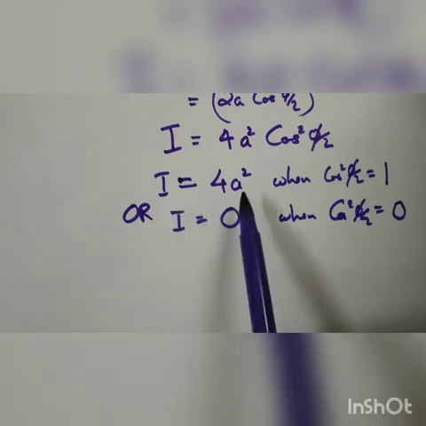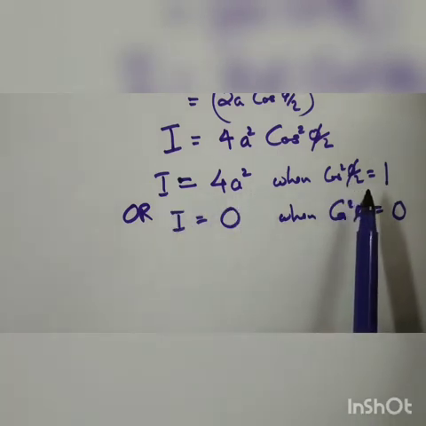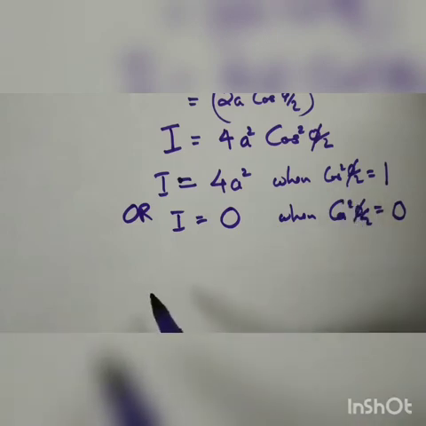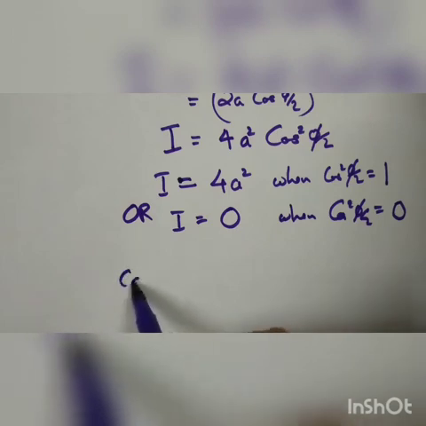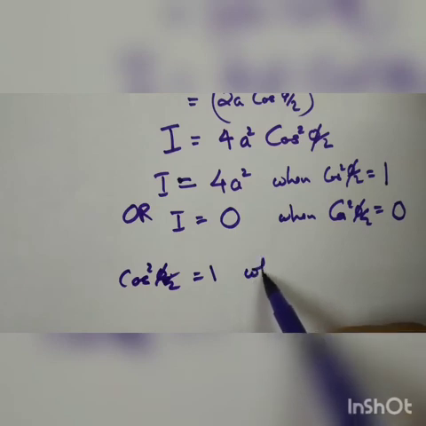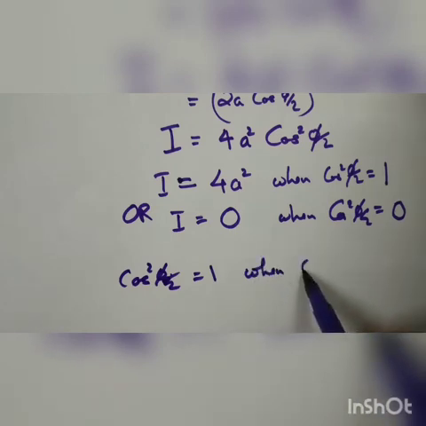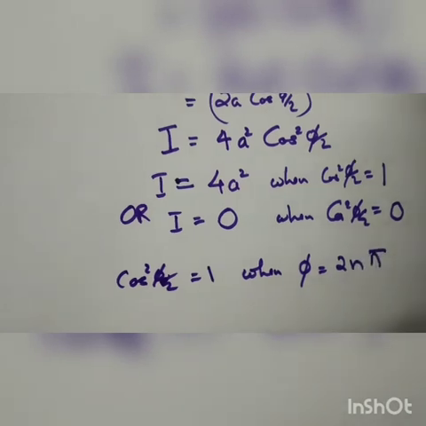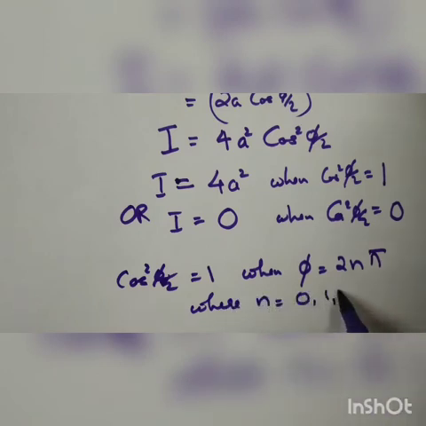When will we get I equals 4a square? When cos square 5 by 2 equals 1. When does cos square 5 by 2 equal 1? Let us see. Cos square 5 by 2 equals 1 when phi equals 2n pi, where n equals 0, 1, 2, 3, etc. When you put n equals 0, phi equals 0, n equals 1, 2 pi, n equals 2, 4 pi.